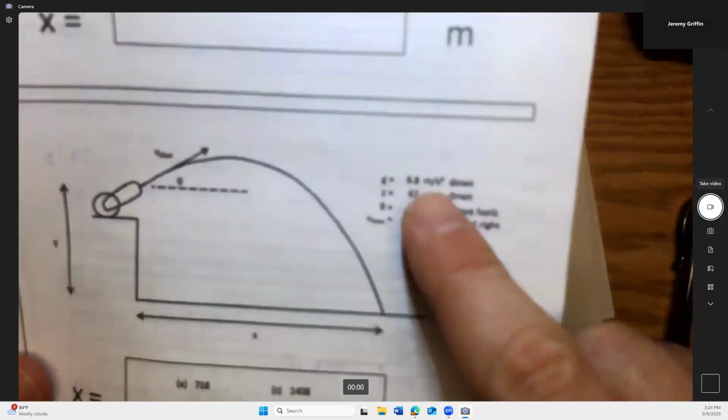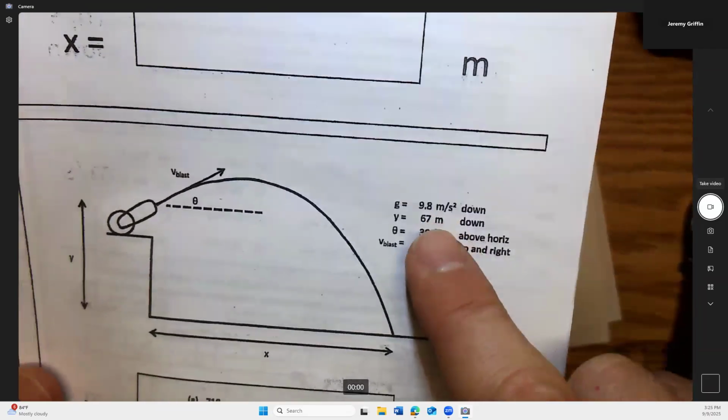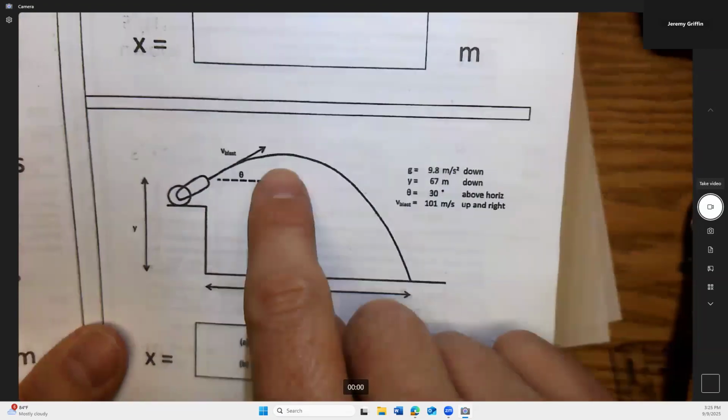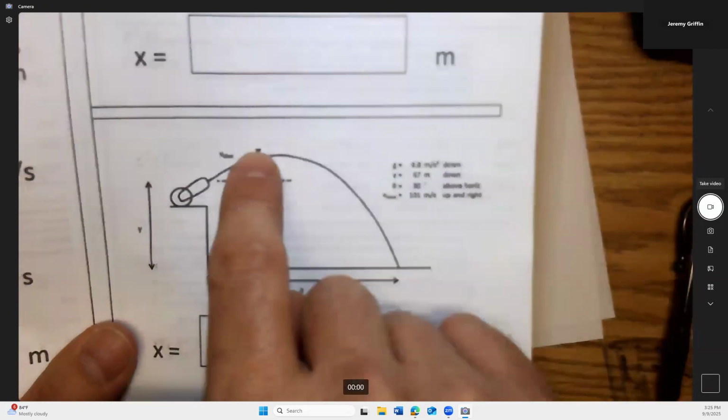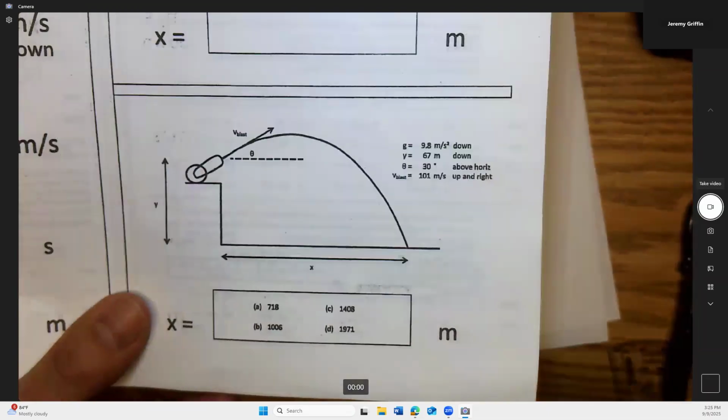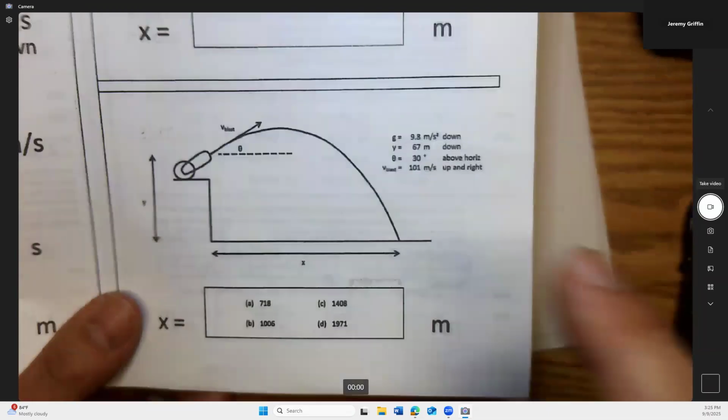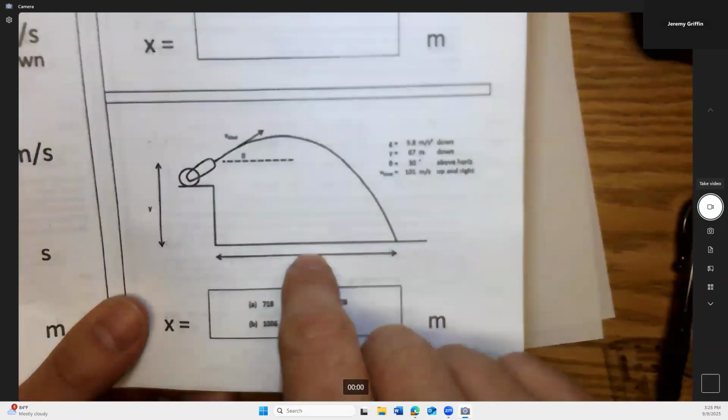Mine says, okay, 9.8 meters per second squared downward. Keep in mind, if gravity's pulling down, but you're blasting sort of upish, is there going to be a negative sign somewhere in the math? There has to be, because it's up versus gravity pulling down.